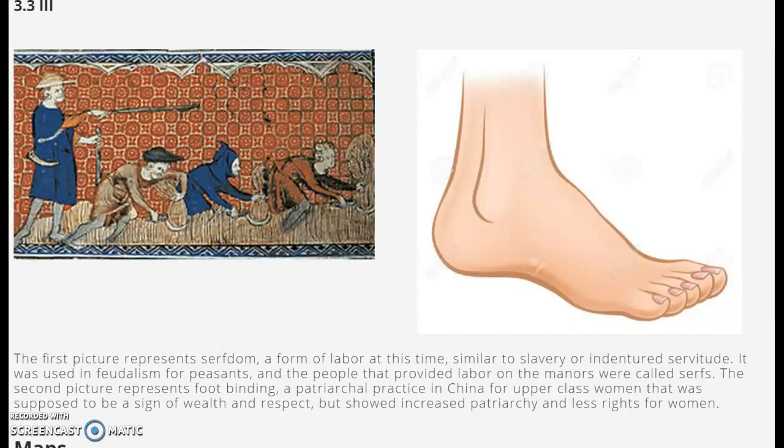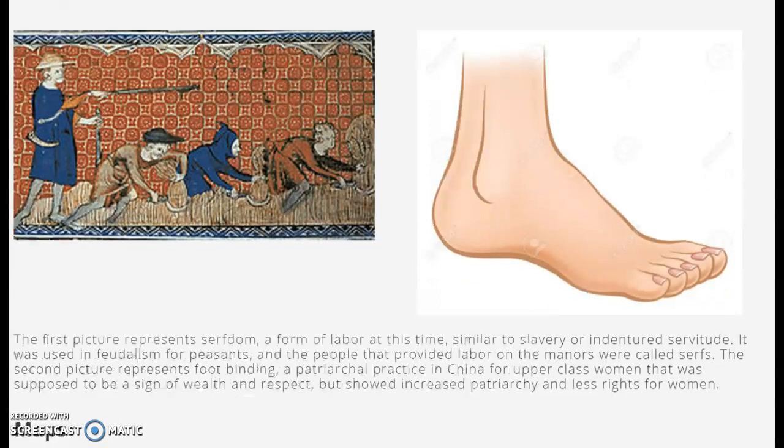And then the second one is foot binding, and that shows that there was a more patriarchal society in China, especially in the upper class, because the men would have more control over the women, especially through foot binding.